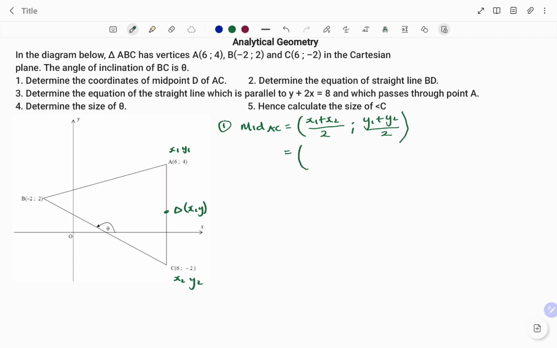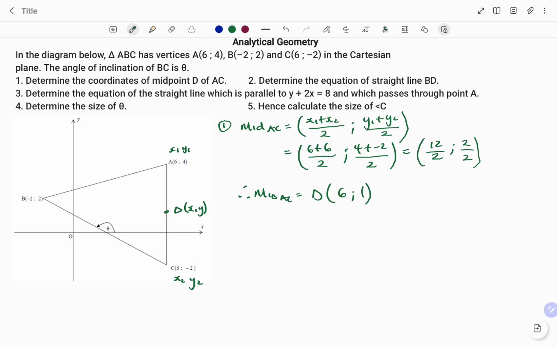That will be 6 plus 6 divided by 2, and for my y coordinate I have 4 plus minus 2 divided by 2. That will be 12 divided by 2, and 4 plus minus 2, that's 4 minus 2, 2 divided by 2. Therefore, the midpoint of AC, which is also your D coordinates, will be 12 divided by 2, 6, and 2 divided by 2, that's 1.